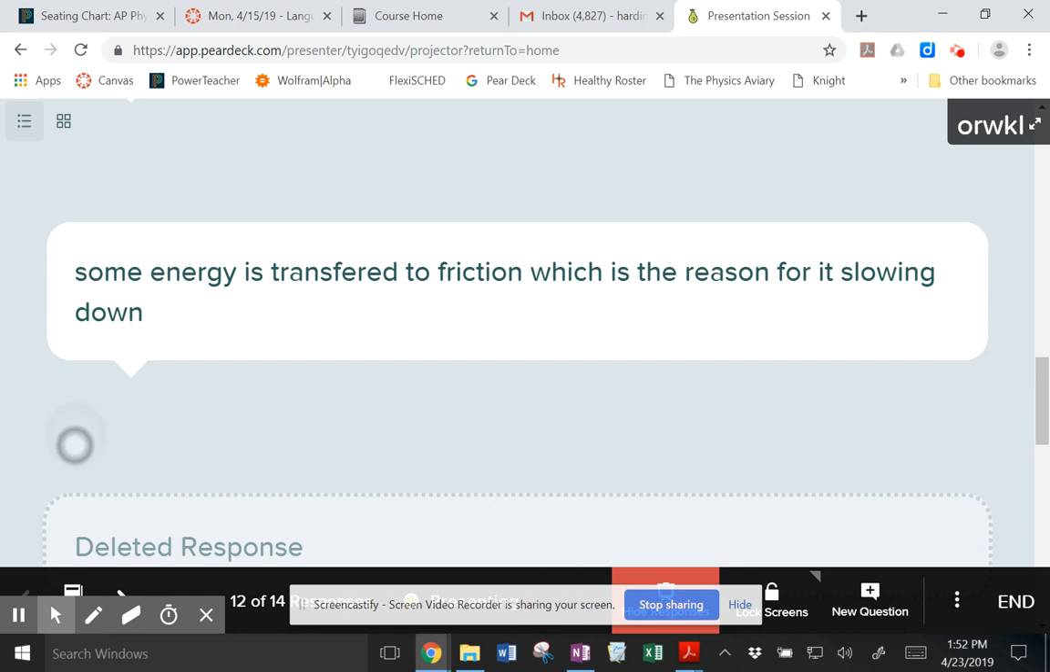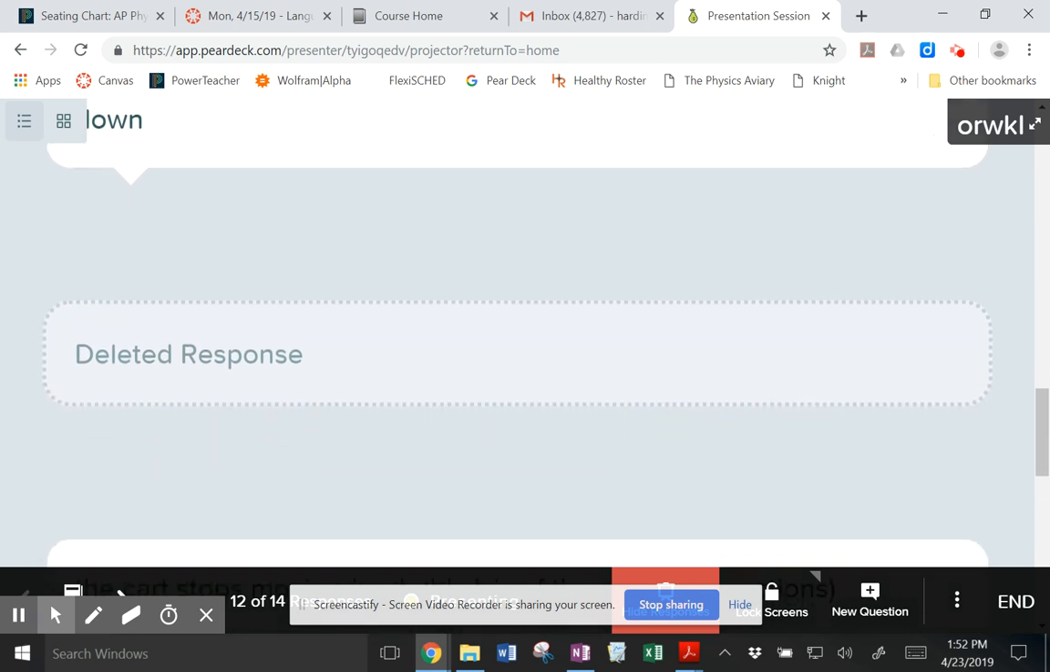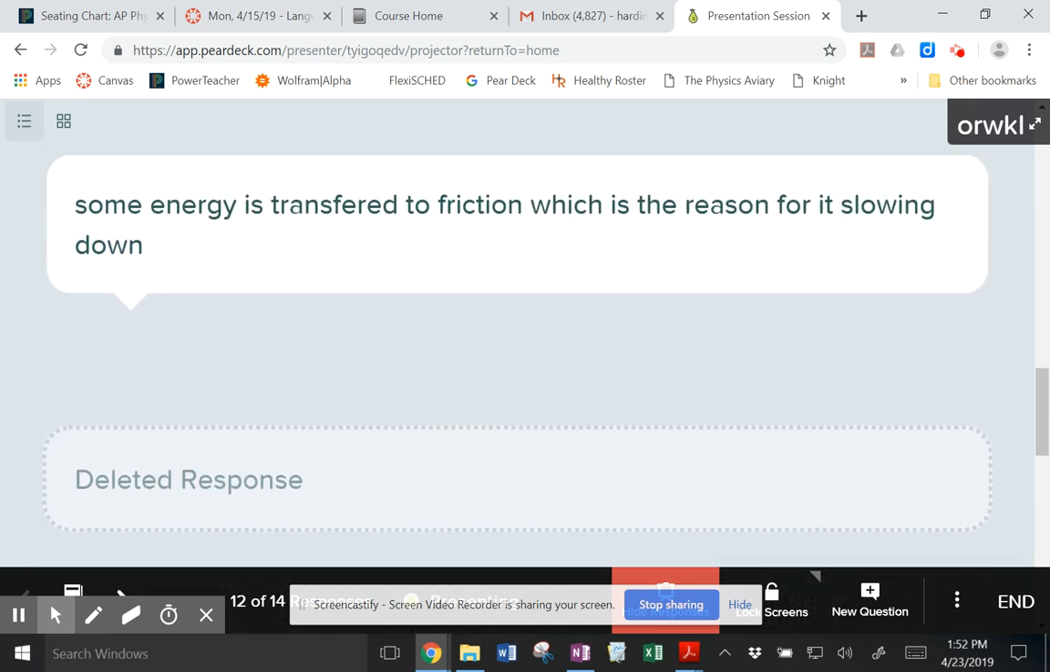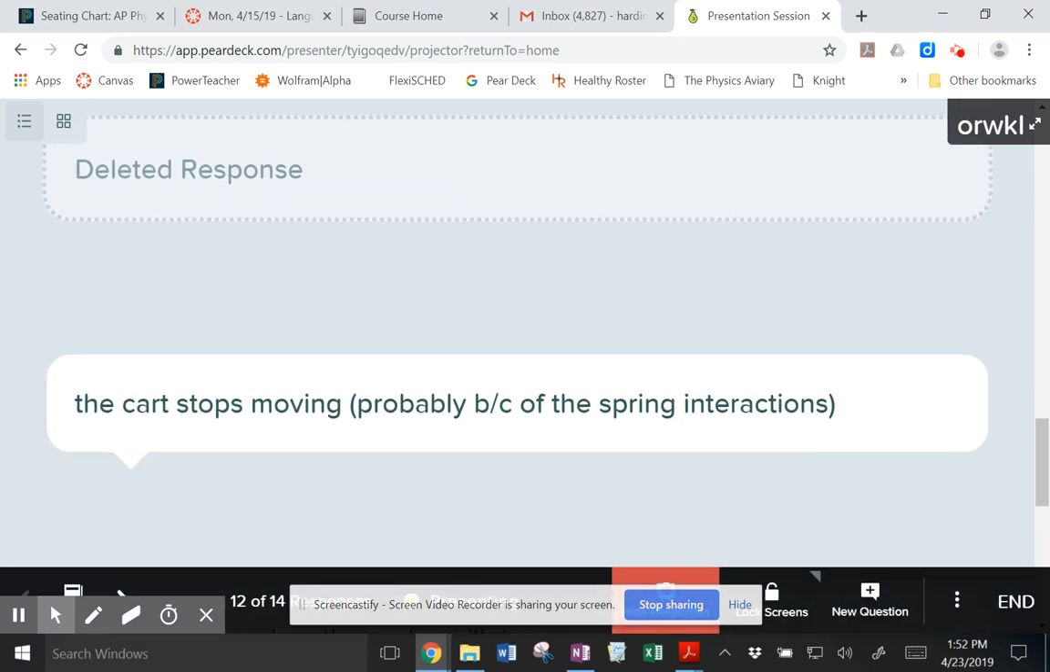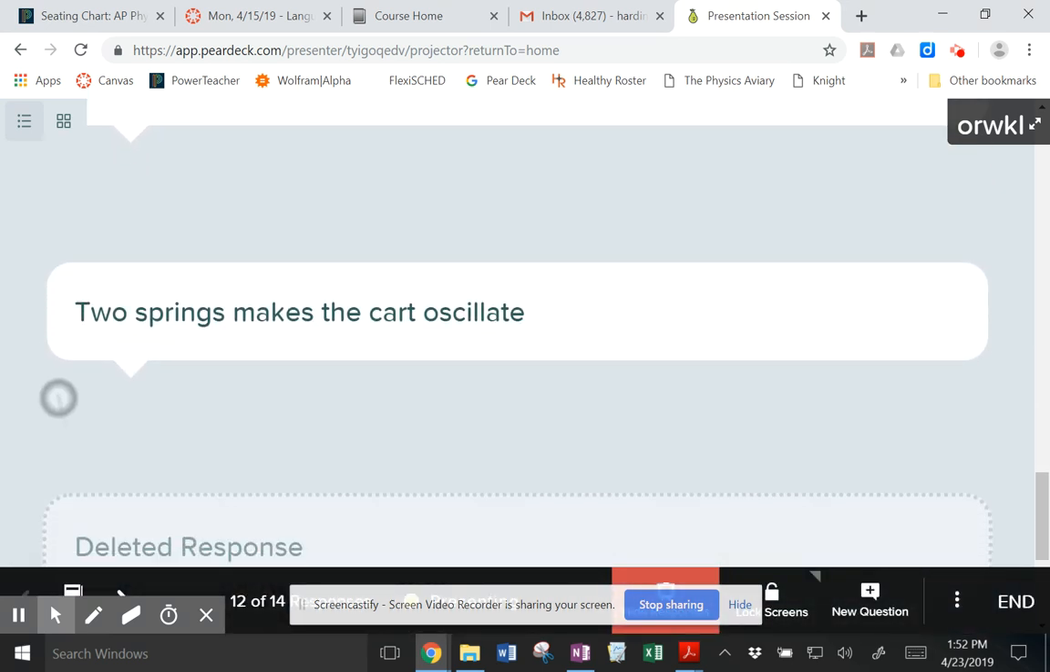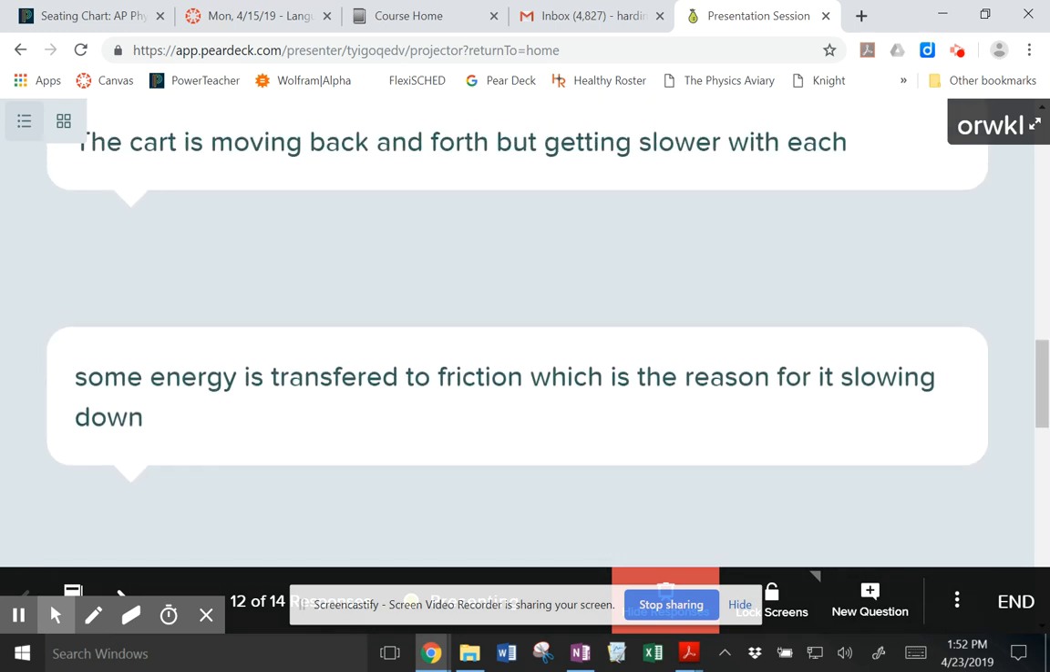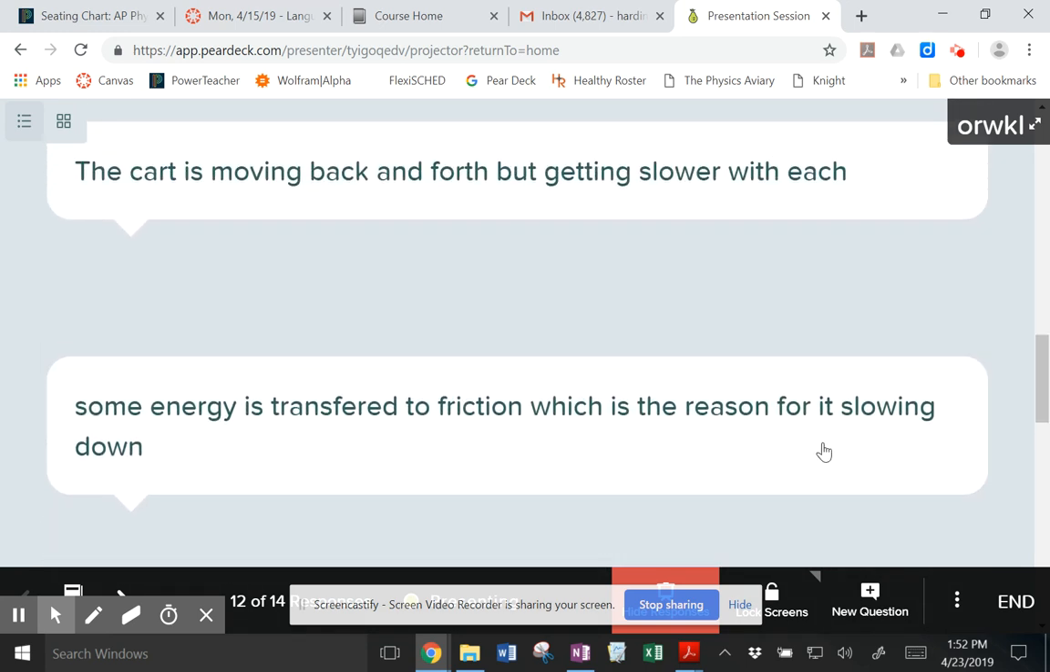Ooh, some energy is transferred to friction, which is the reason it's slowing down. What do we call that transfer of energy by friction? Dissipation. Picky's out, my friends. All right. The two springs make the cart oscillate. All right, cool.